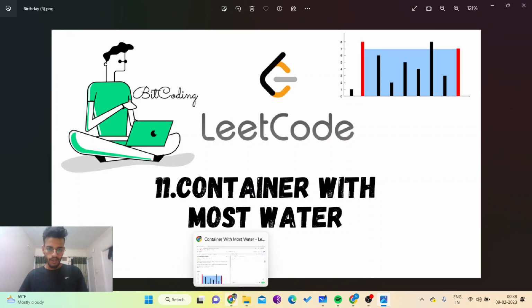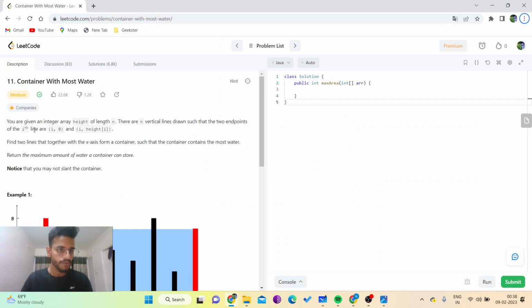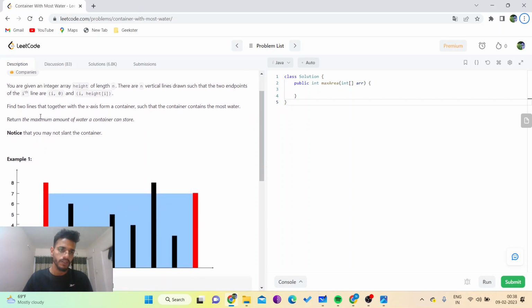Let's see this question. You are given an array height of length n. There are n vertical lines drawn such that the two end points of the ith line are (i, 0) and (i, height[i]). Find two lines that together with the x-axis form a container, such that the container contains the most water. Return the maximum amount of water the container can store.